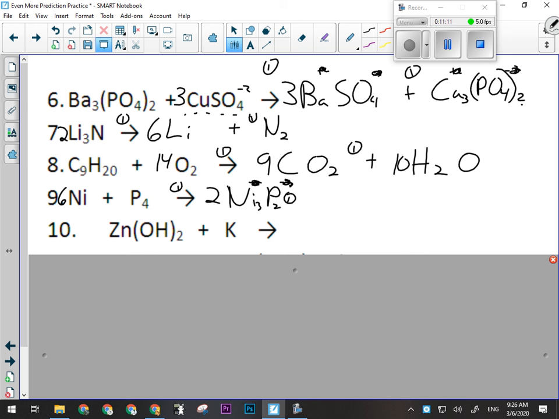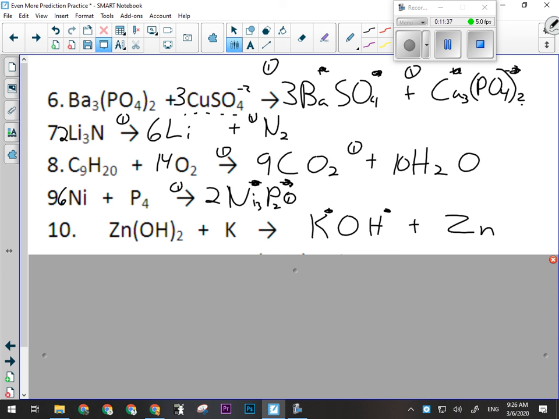Okay, and then our last one here, we've got zinc hydroxide reacting with potassium. That's a single replacement reaction. Potassium is the metal, so it's going to switch out with zinc. So that means that potassium will end up with hydroxide and zinc will end up alone. This is a -1 and this is a +1, so that compound is okay the way it's written. Zinc isn't special, so it's just going to stay like that.